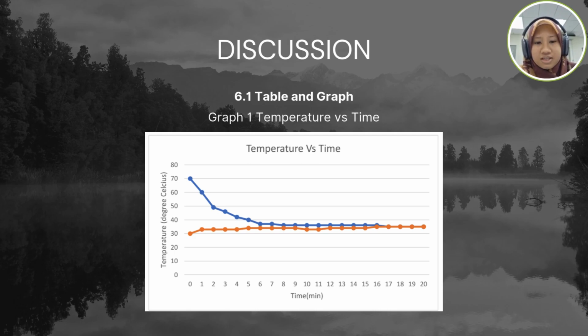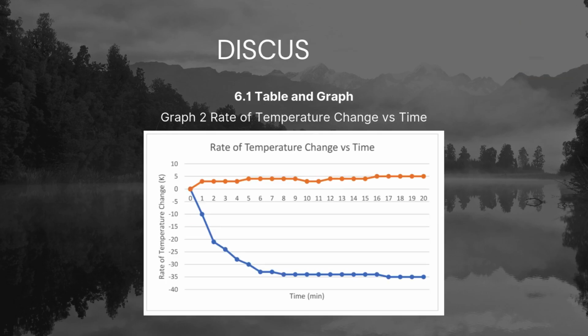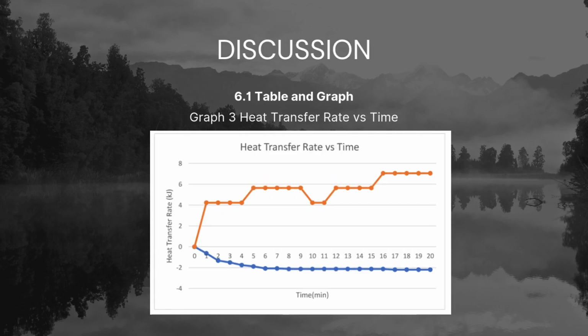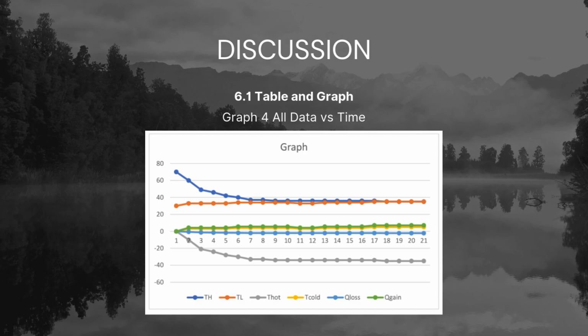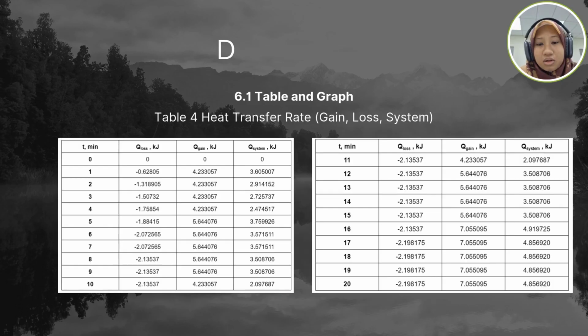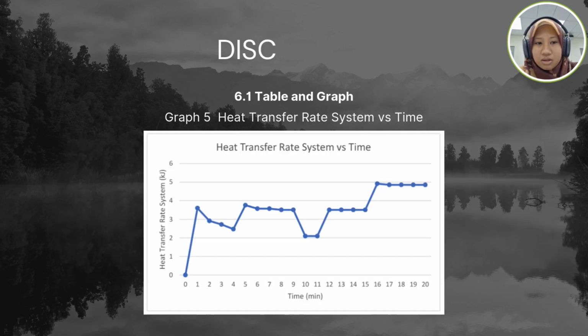Graph 1, temperature versus time. Graph 2, rate of temperature change versus time. Graph 3, heat transfer rate versus time. And graph 4, all data versus time. This is Table 4, where we have the heat transfer rate for gain, loss, and sum for each temperature. Which is the graph 5, heat transfer rate of the system versus time.